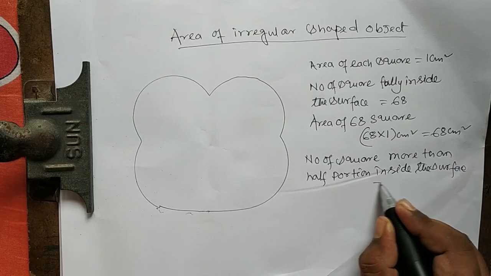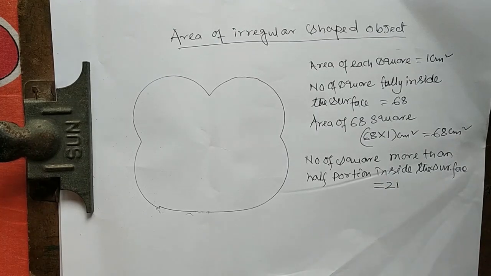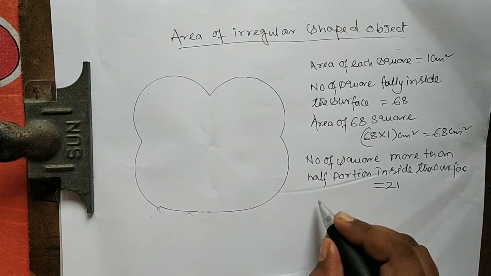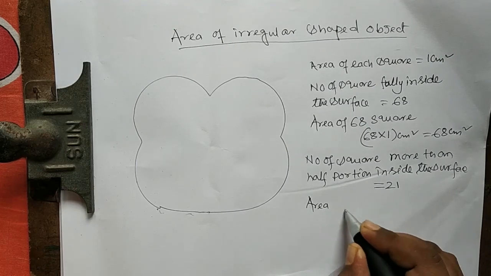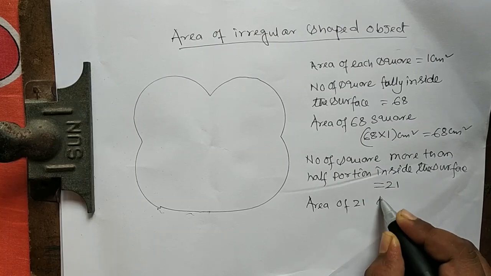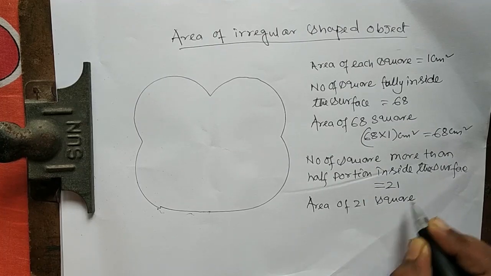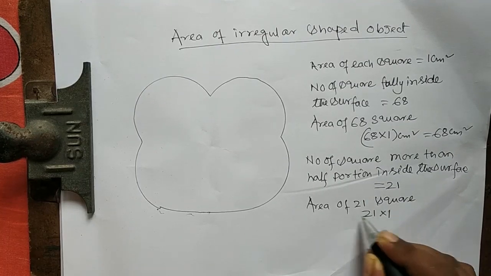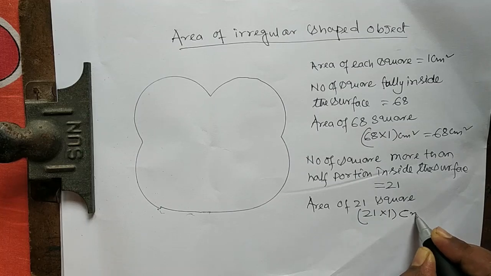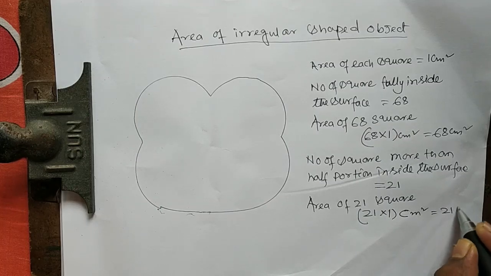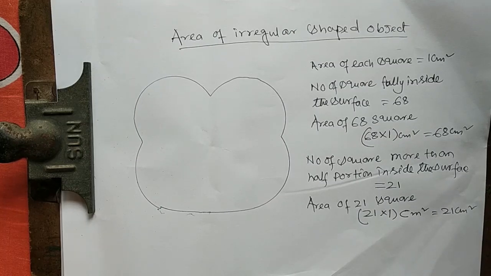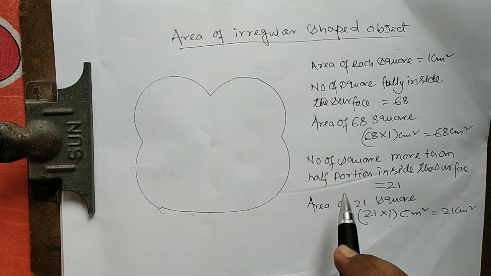How many should that be? 21. We have just seen in the previous part. So it is 21. So the area of 21 squares will be 21 into 1, that is 21 centimeter square.